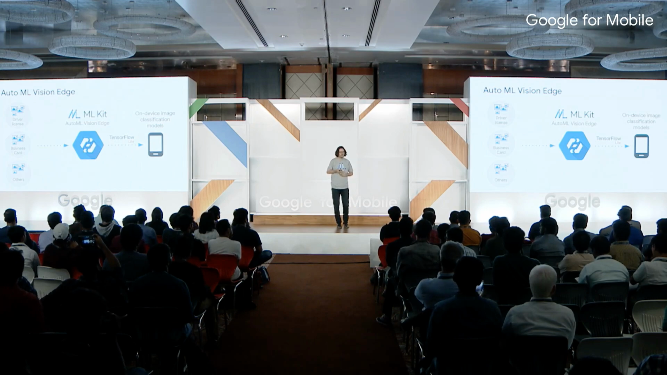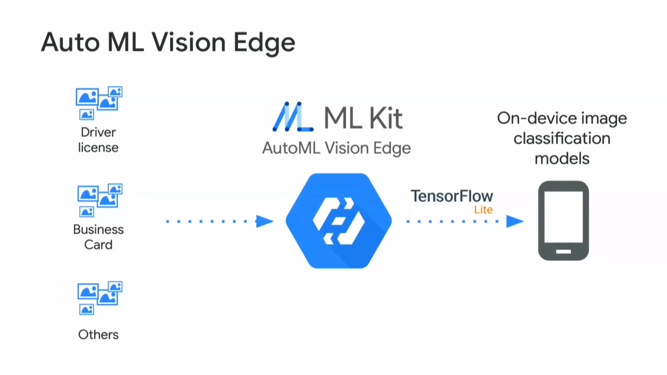Okay, let's try AutoML Vision Edge. I upload to the Firebase console a couple of images for each class. In this case, driver license, business cards, but I could have other classes as well. So let's say I upload 50 images of each. I let AutoML do its thing. It trains for a couple of hours, then sends you an email, says the model is ready.